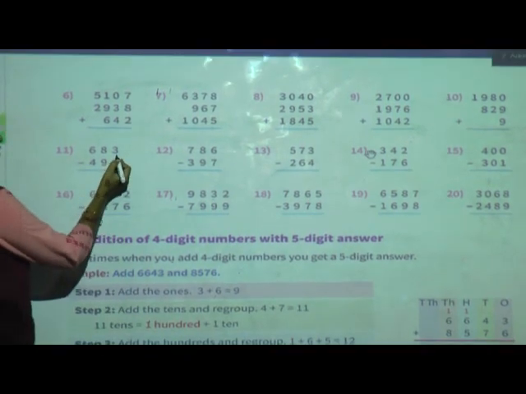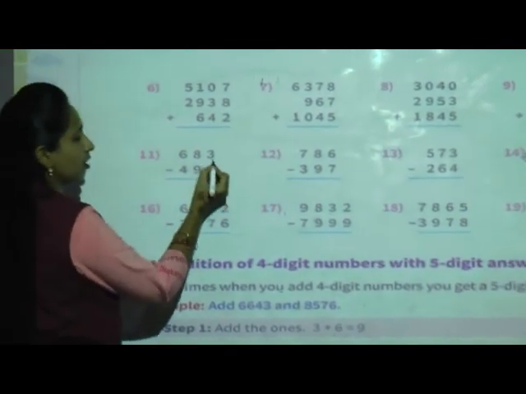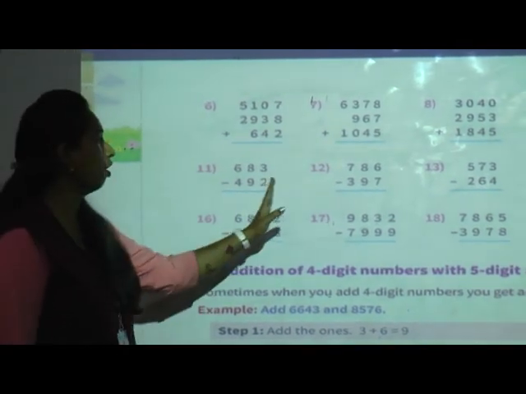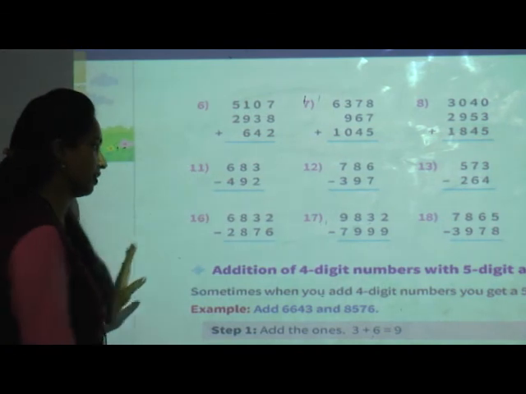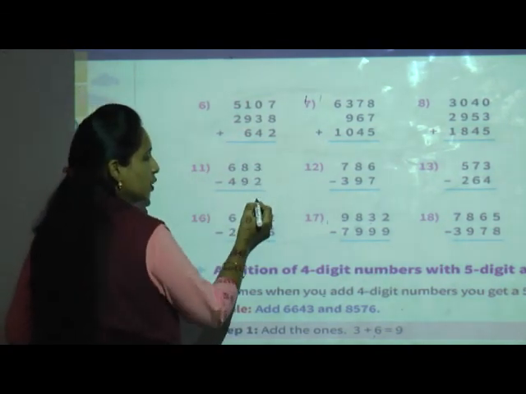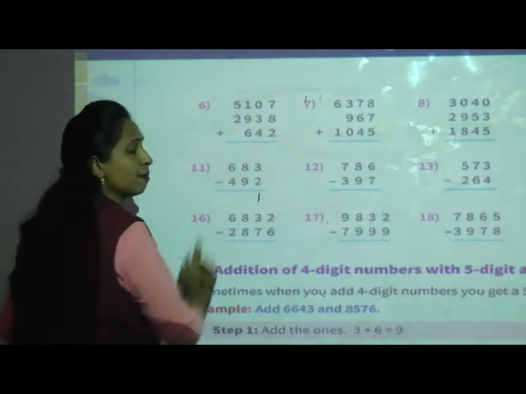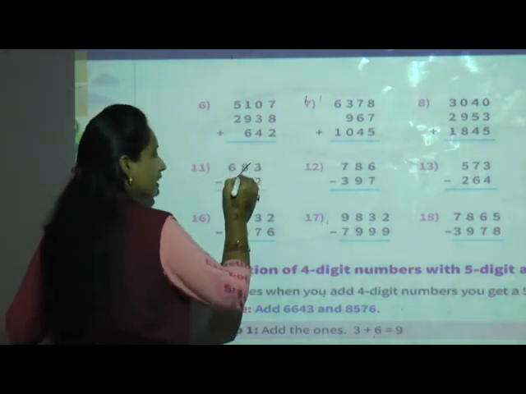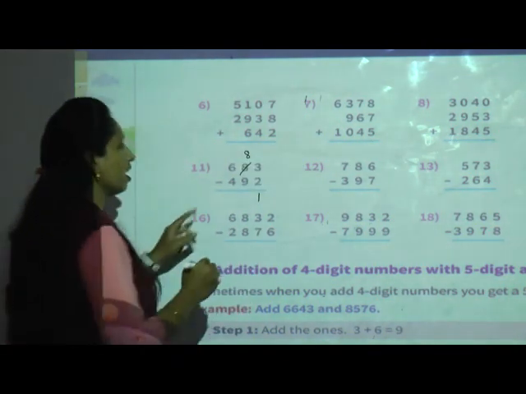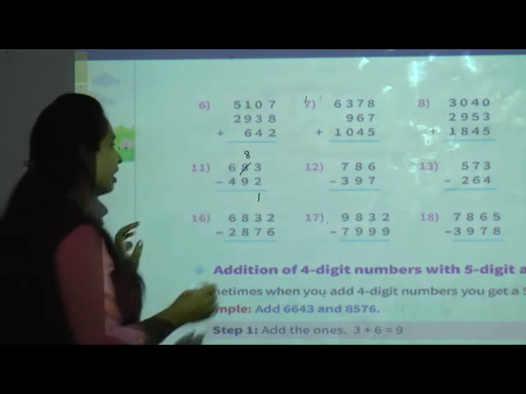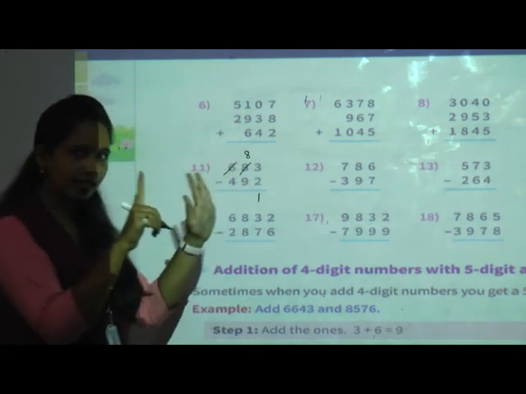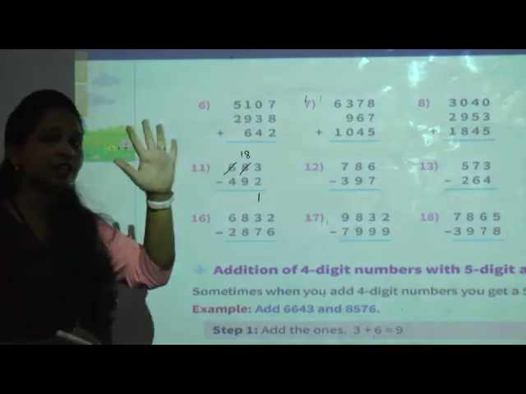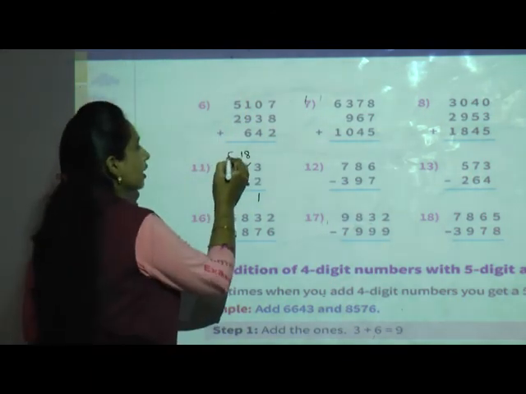Now see here. First one I will solve. 11th one. 3 minus 2. Subtraction also we have to start from ones place, that is left side. Okay. 3 minus 2, 1. 8 minus 9 we cannot do. So what we have to do? Just cut the 8, write as it is. Take 1 from neighbor. Neighbor is having 6. He will give 1 here. So what will remain with neighbor? 5. So write 5 here.